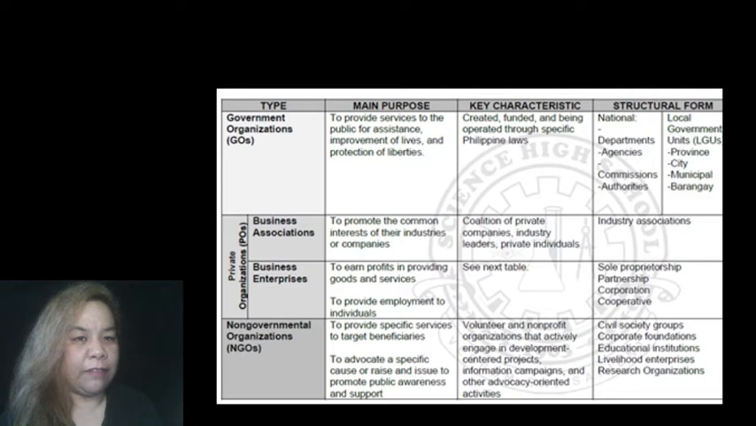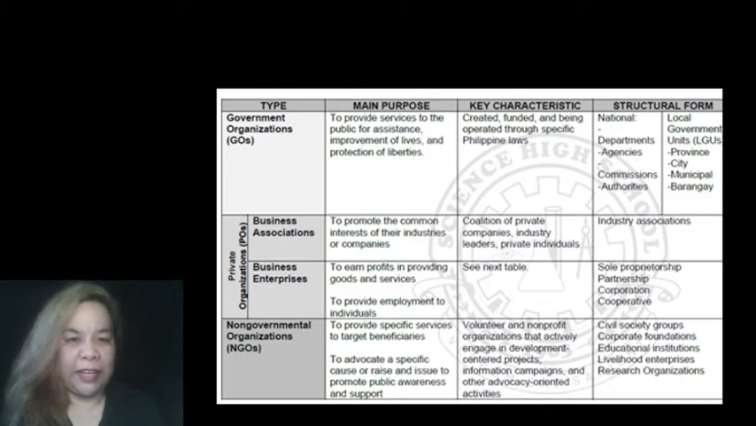Under the national level, we have departments, agencies, commissions, and authorities, like Department of Trade and Industry, we have Commission on Election, and many others. For local government units, they are classified as provinces, cities, municipalities, and the smallest unit, barangay.